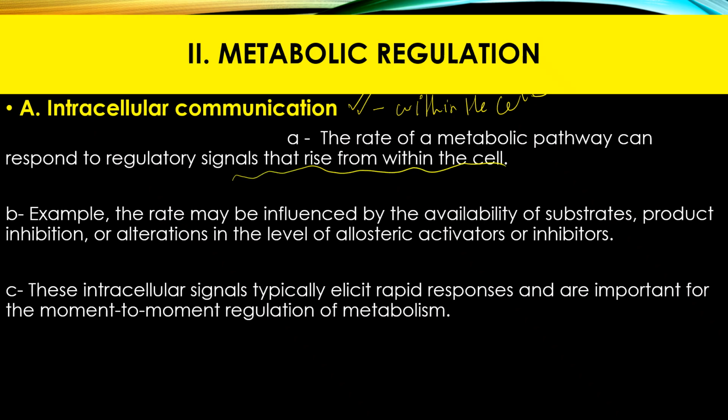Number two, these regulatory signals can be in the shape of substrates, in the shape of product inhibition, alteration in the levels of allosteric activators or inhibitors. These we will discuss later on. For example, a substrate is present in more quantity in the cell. It can activate a certain type of enzyme to conduct a biochemical reaction, or a product can inhibit by feedback mechanism an enzyme, or its quantity.